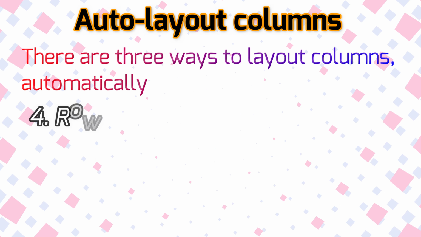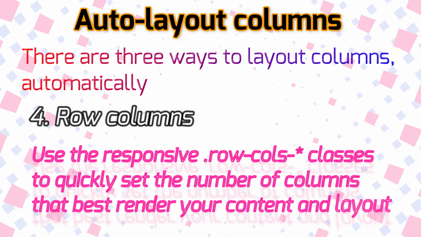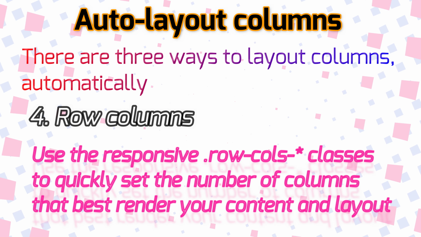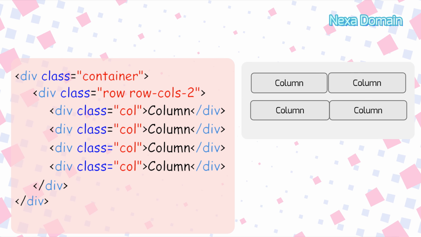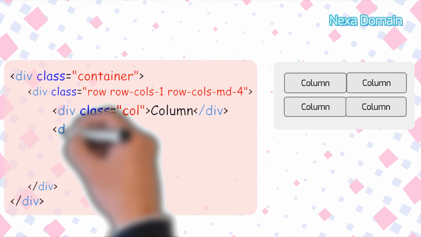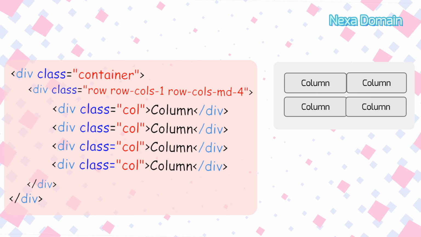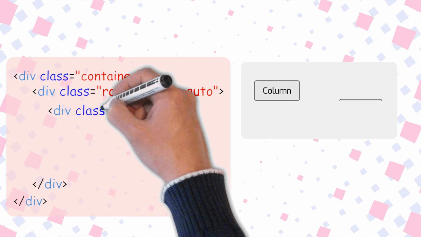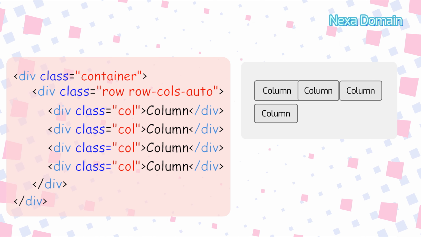Then last, row columns. Use the responsive row-cols classes to quickly set the number of columns that best render your content and layout. Whereas normal column classes apply to individual columns, the row-cols classes are set on the parent row as a shortcut. With row-cols-auto, you can give the columns their natural width.